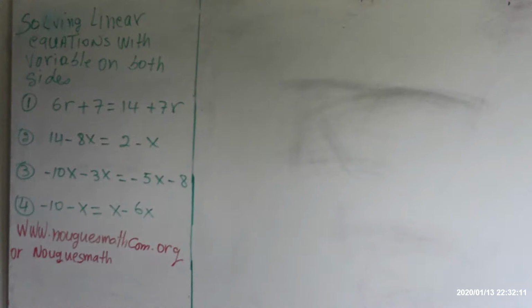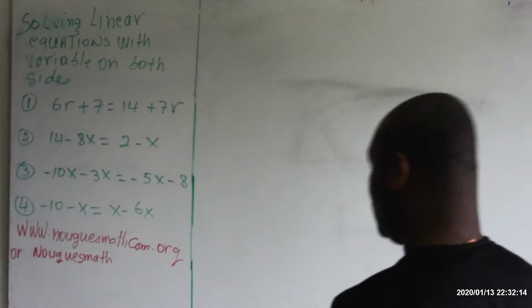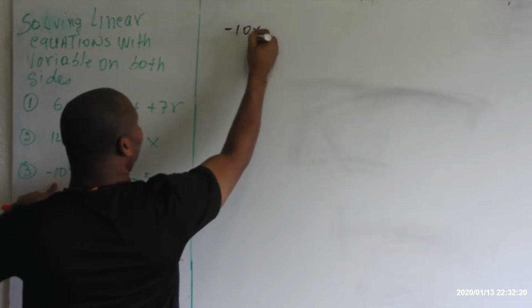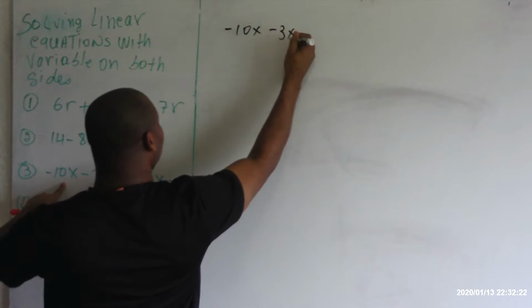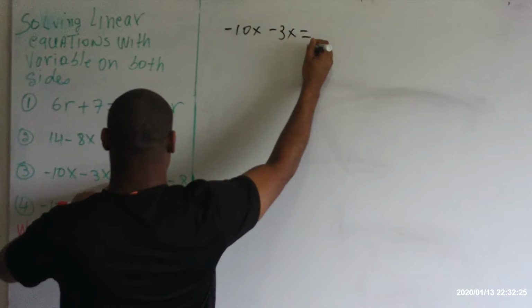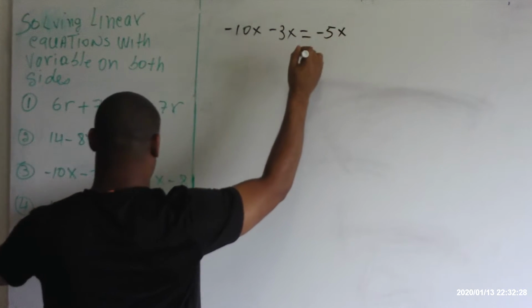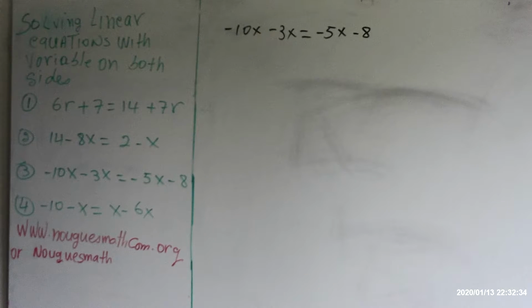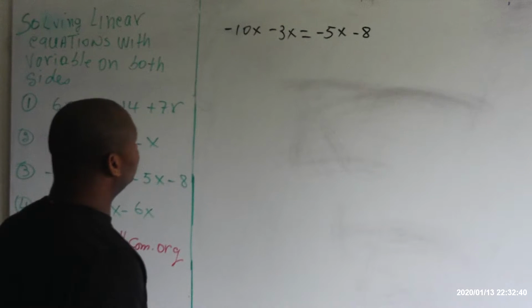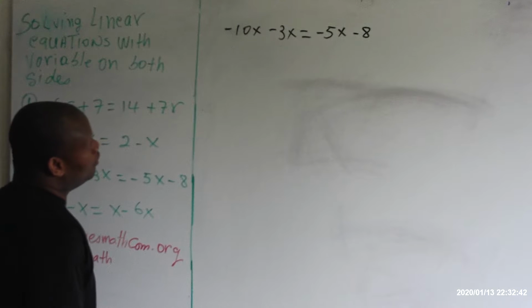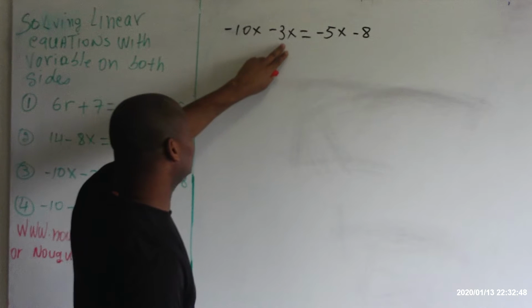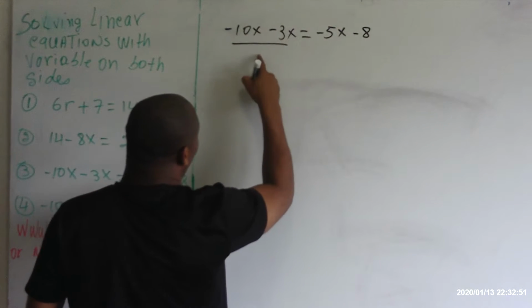Alright. Let's start with number 3. Number 3 is negative 10x, negative 3x, minus negative 3x, equal negative 5x, negative 8. It's becoming a very long equation, but do not panic because you know the rules, you know the method, how to solve this equation. What we're going to do first, because we have like terms right here, because they are the same, we're going to do a little work right here.